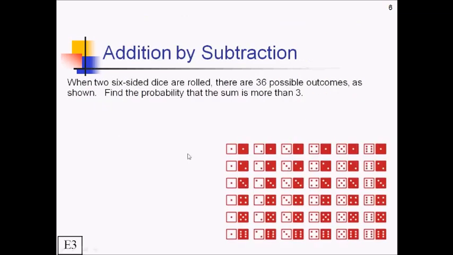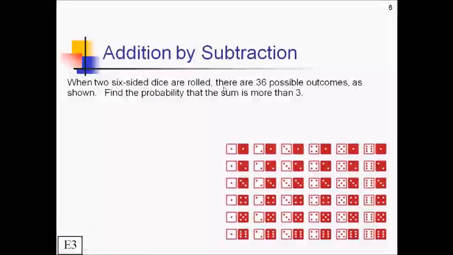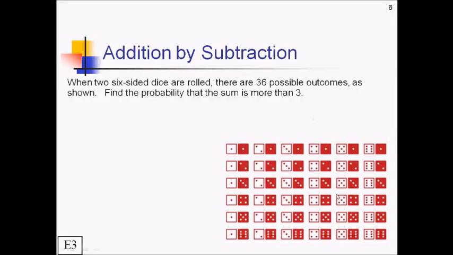For this next situation, when 2 6-sided dice are rolled, there's 36 possible outcomes, shown below, all the different combinations of 1s and 6s. We want the probability that the sum is more than 3. So if you think about what we're asking for here, there's a whole lot of ways to get a sum of more than 3. I mean, obviously 6 plus 6, but also a lot of these other ones in here: 3 plus 3, 4 plus 3, 2 plus 3, 1 plus 5, right? So do we really want to have to count up all those ways of getting more than 3? It could take a while.